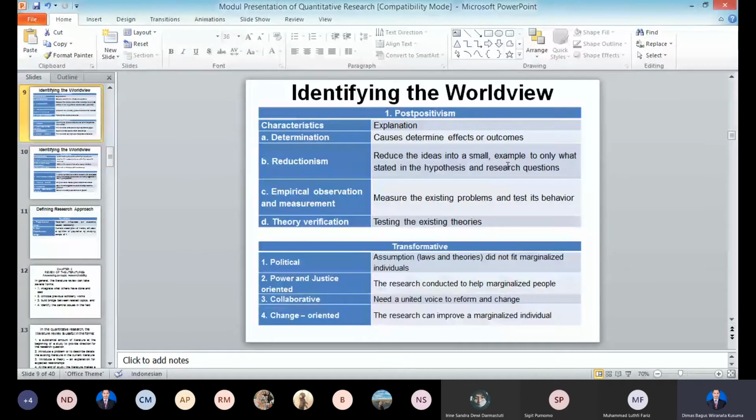And the second one is transformative. What are the characteristics of transformative? The first is political.